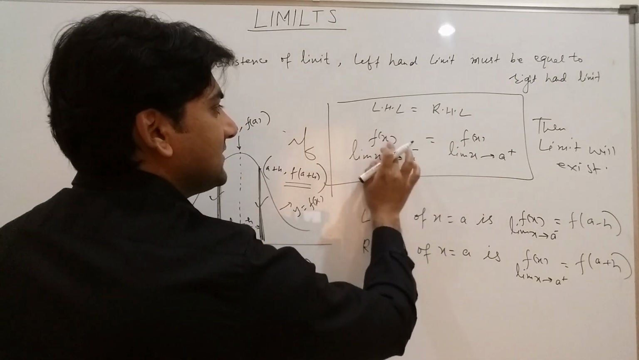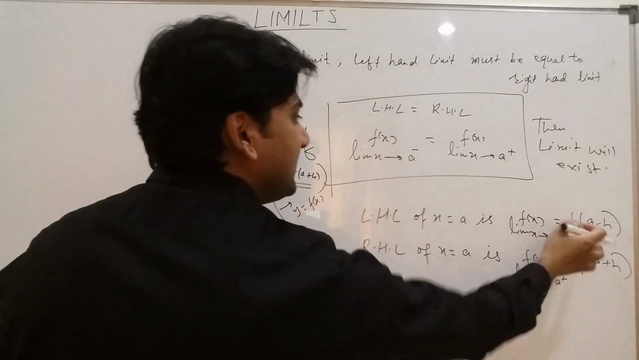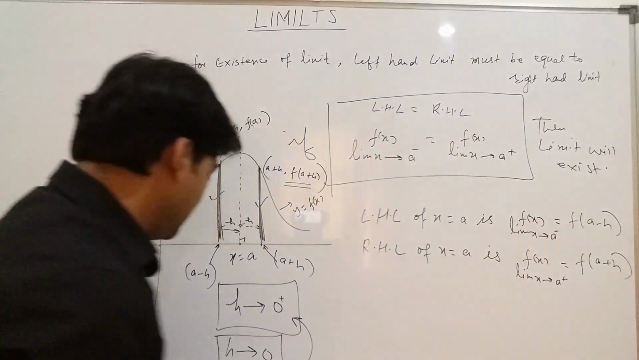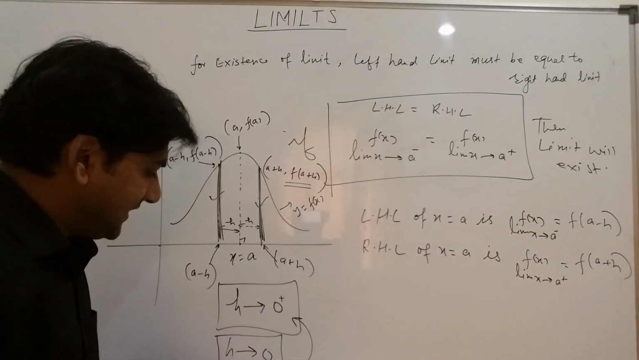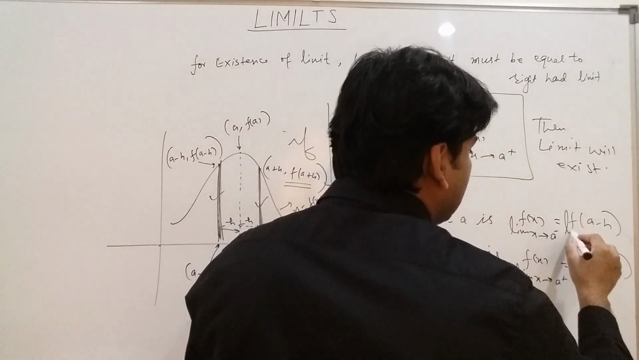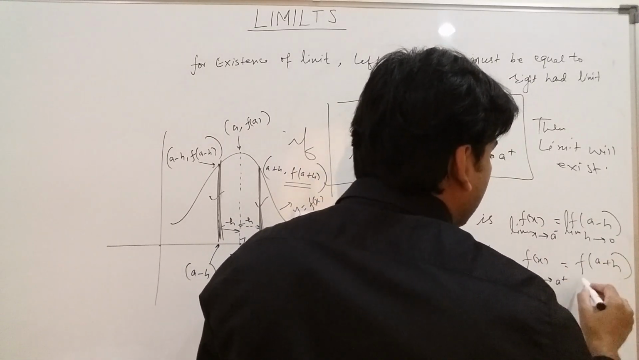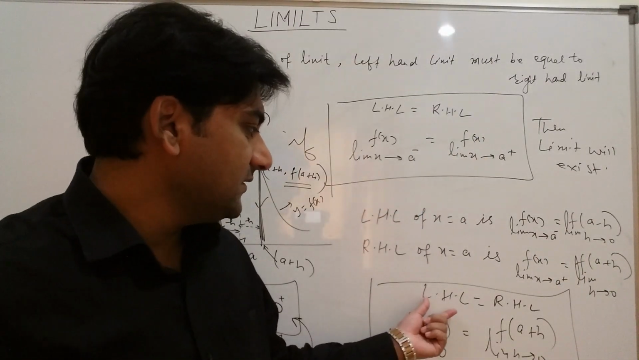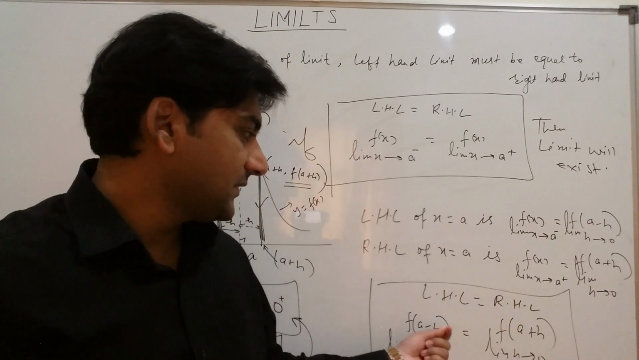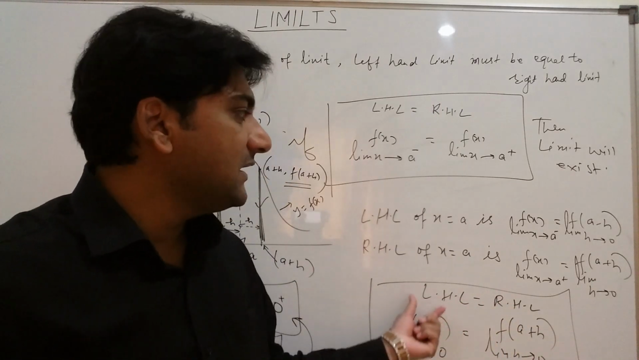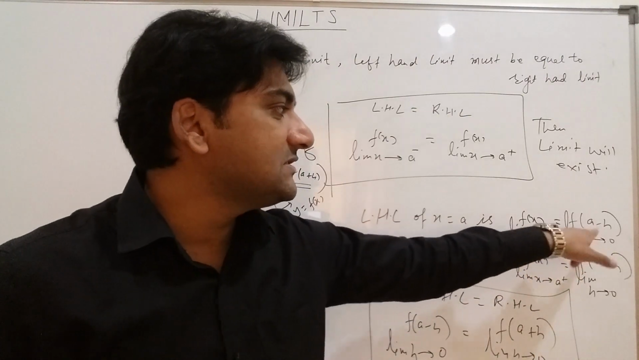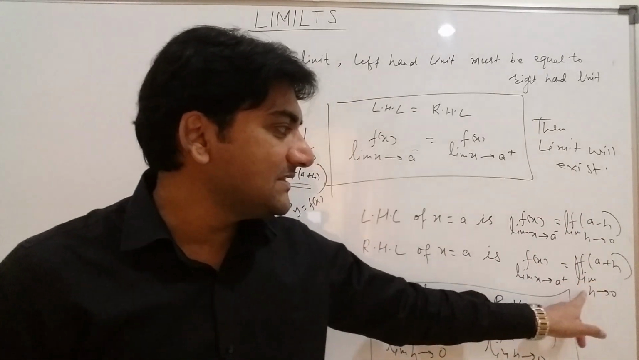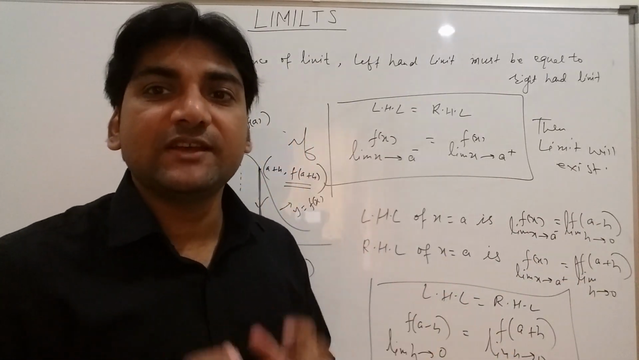Now f of x, limit x tends to a negative, what is that? F of a minus h. But we have to put the condition of h also. What was h? H tends to 0. So I have to write limit h tends to 0 over here as well as limit h tends to 0 over here. So now we are going to learn left hand limit equals right hand limit. This is a condition. The left hand limit we have learned right now is f of a minus h, limit h tends to 0, which is here. The right hand limit is f of a plus h, limit h tends to 0, which is here.